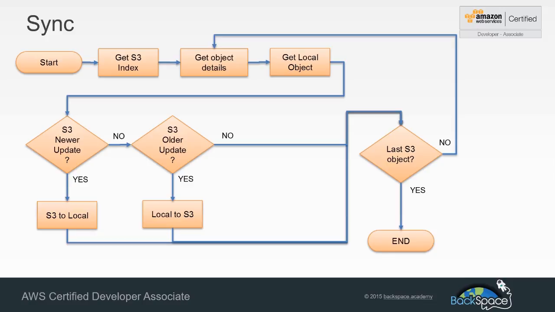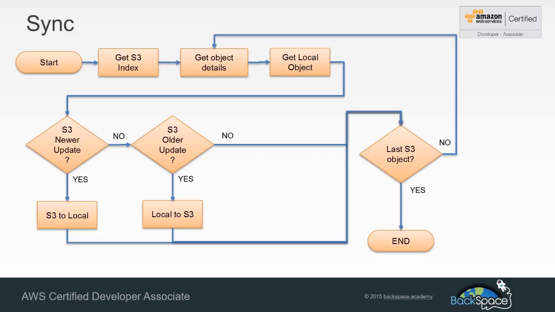The way that's going to work is that we're going to first get the S3 object that contains the index of all of our shopping lists. We're going to get that from Amazon S3 first. Then we're going to go through the list one by one. We're going to get the first object from the list, which will have the name of that object and the last updated date. Then we're going to get the local object that we have on our device, if there is one. And then we're going to have a look at the last updated date.